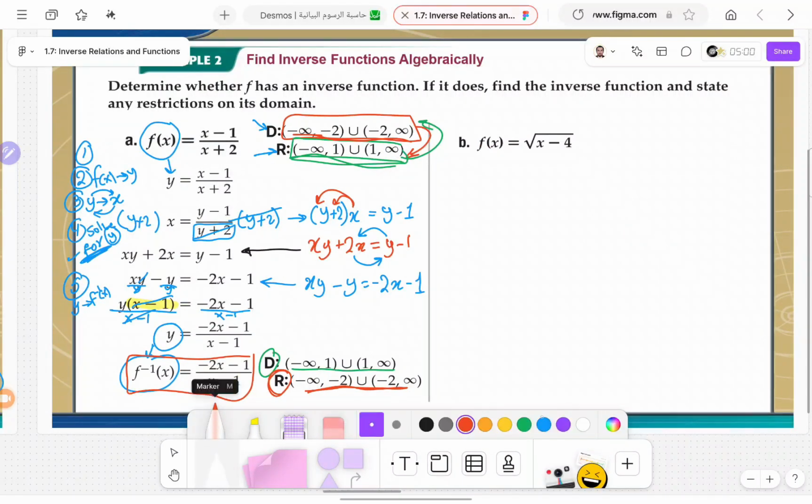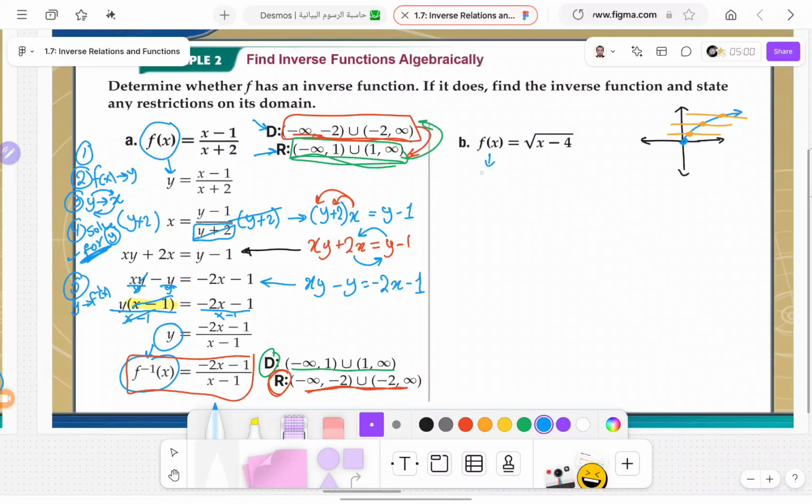Now, let's find the inverse for the second function, okay? As you can see, this is a square root function. The first step, as I told you, is to graph the function, just sketch it and apply the horizontal line test. The square root graph looks like someone is swimming. It's like this, okay? Now if I apply the horizontal line test, as you can see, it always touches with 1 point, so it passes the horizontal line test. Now, let's start finding the inverse.